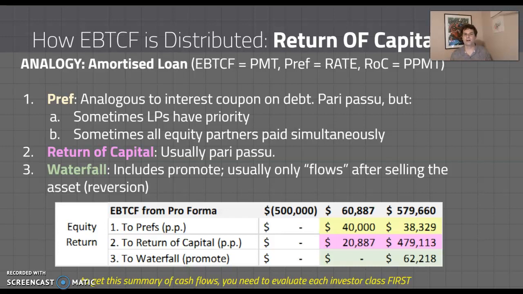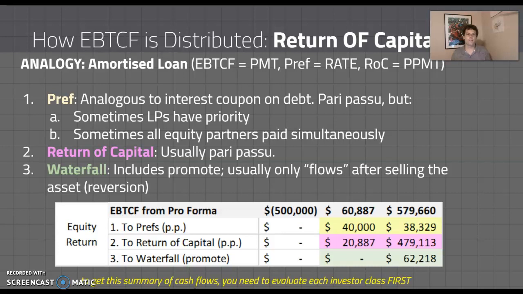Think of the pref, the preferred return, as the interest rate that we promise to our outside investors or LPs. And think of the return of capital step as paydown of the principal, or the debt investor's stake in the original investment. In this case, we're going to pay down the equity investor's stake in the original investment. So we're going to go through a 3-step priority, and this is very similar to how it would work in an amortization table.